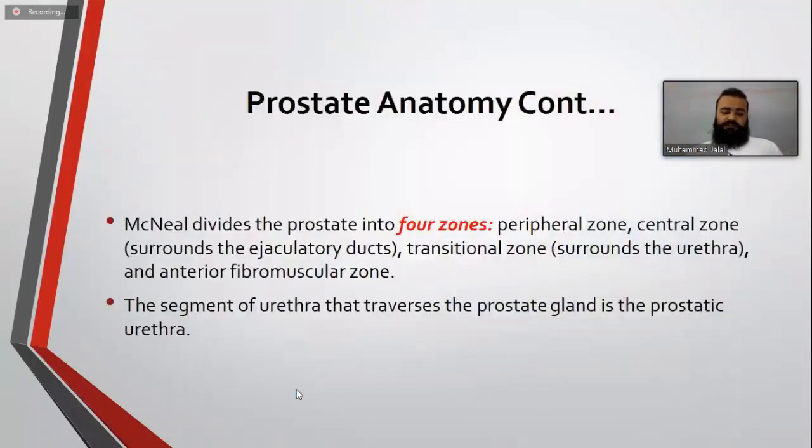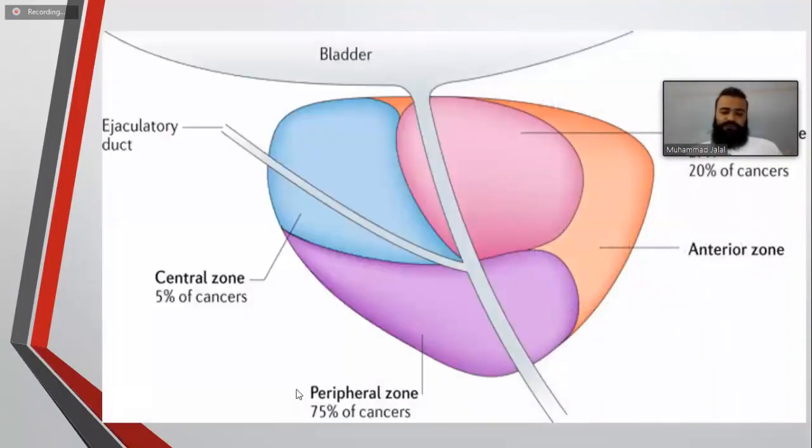Then prostate is divided into 4 zones: peripheral zone, central zone, transitional zone, and anterior fibromuscular zone. These are the divisions of zones, in which the transitional zone contributes about 20% of cancer, central zone about 5% of cancer, and peripheral zone about 75% of cancer.